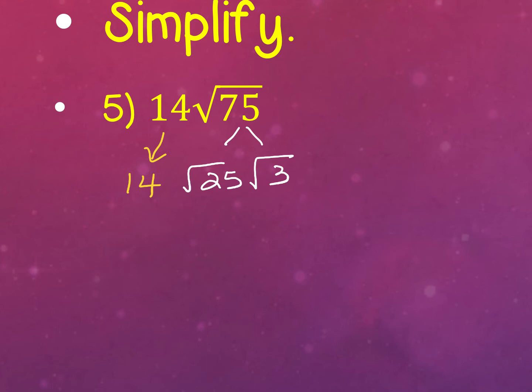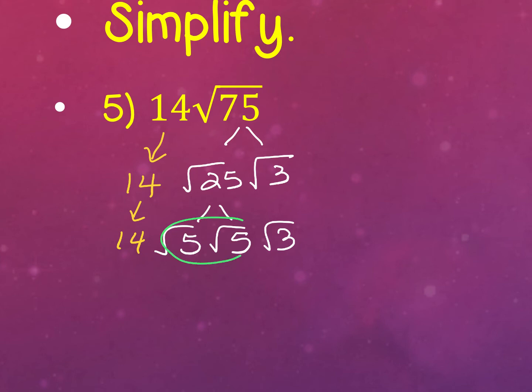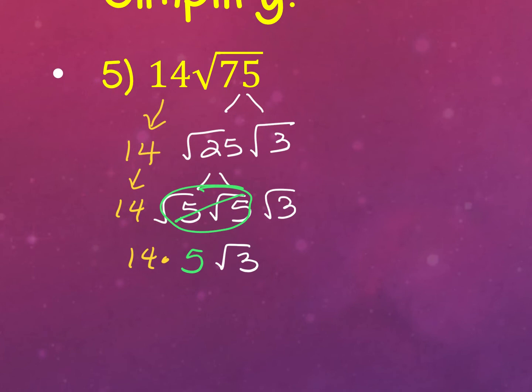And again, if you're good and you recognize 25 is a perfect square, you could square root it right here and now. But I'm going to break it down just to show you the technique of getting it all the way to prime. And then the 14 was still outside. Make your pairs. I got a pair of 5s. 5 comes out. It's going to get multiplied to that 14 that was already outside. And then 14 times 5 is 70. And then the square root of 3 stays behind.